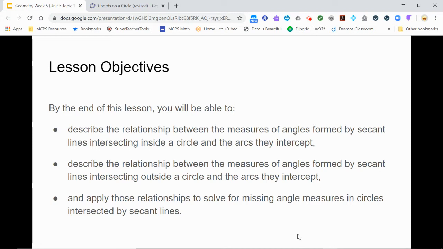By the end of the lesson, you'll be able to do three things. One, describe the relationship between the measures of angles formed by secant lines intersecting inside circles and the arcs they intercept. Two, describe the relationships between the measures of angles formed by secant lines intersecting outside circles and the arcs they intercept. And three, be able to apply those relationships to solve for missing angles in circles intersected by secant lines.